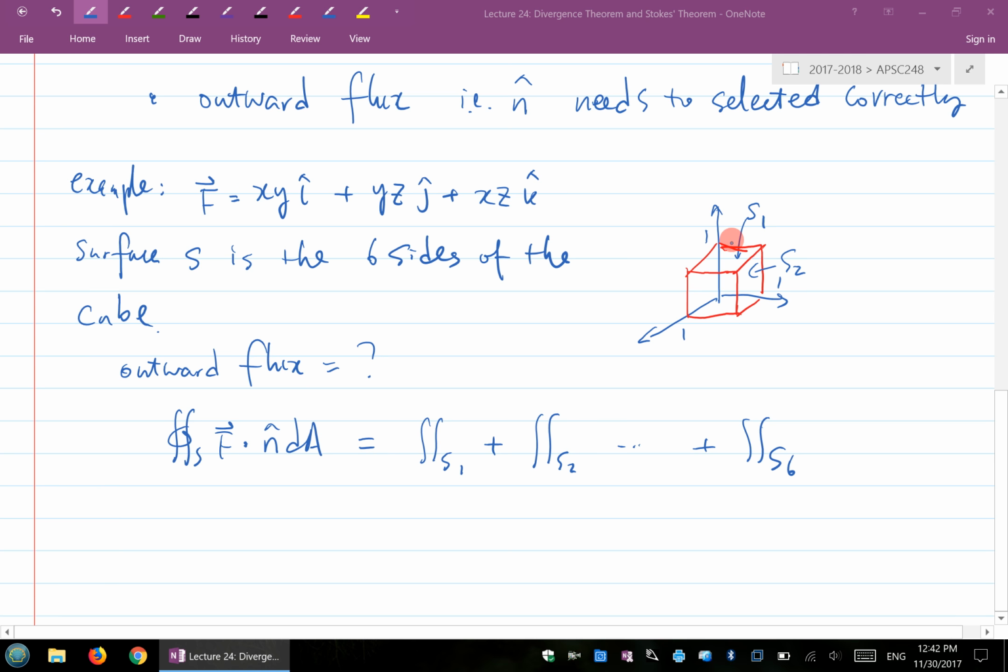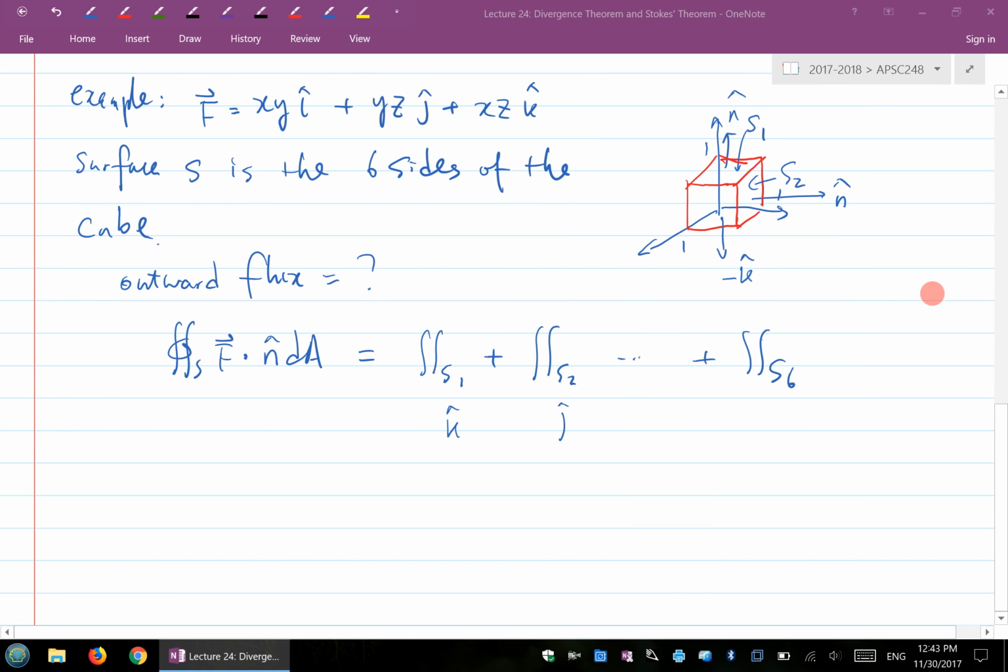The other thing, if you want to do the calculation, is about outward flux. So each one of the n hat has to be picked correctly. For example, for S1, your n hat will be k hat. For S2, this side here, your n hat will be j hat. So that has to be picked appropriately. And the bottom one here, what will be the n hat? Negative k hat, right? So that's the idea if you do this surface integral as it is.